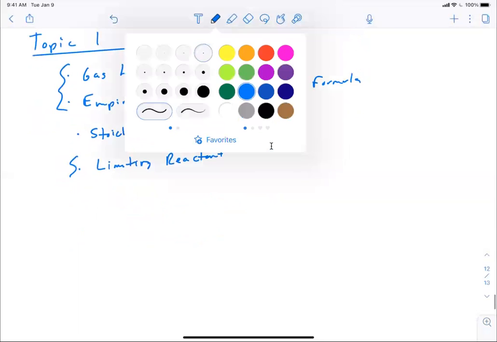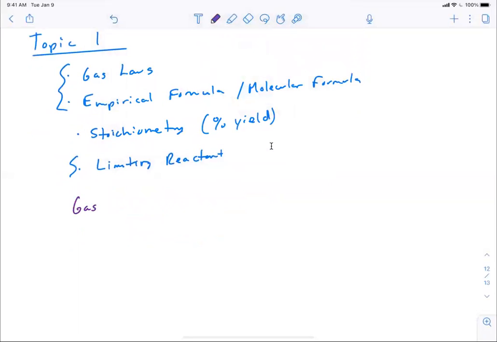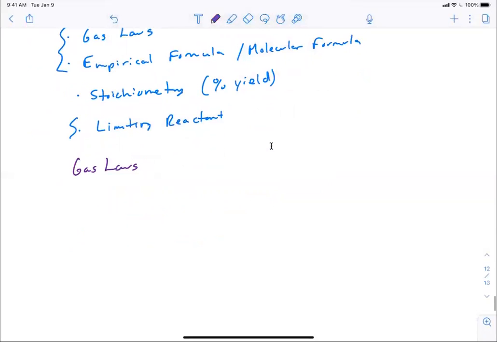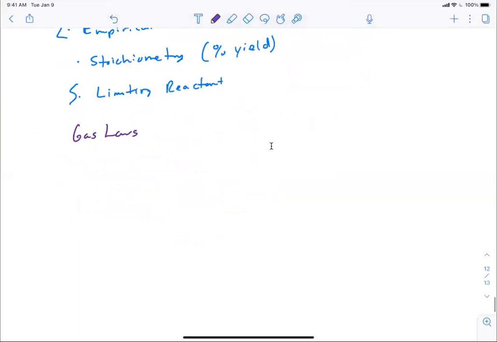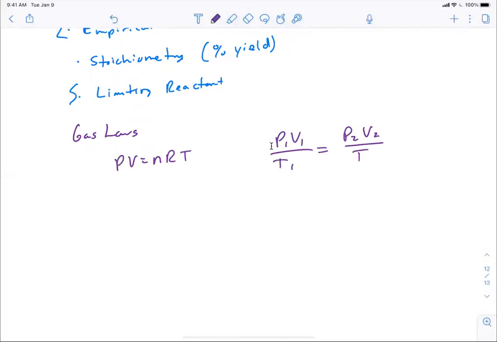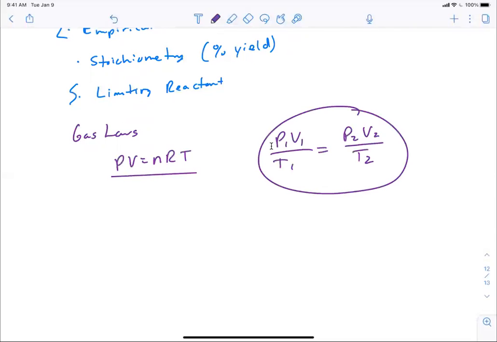Okay. Gas laws. And this is all SL and HL, by the way. There's no differentiation in this topic. Everyone needs to know this. Gas laws. 2 gas laws you need to know. PV equals nRT. P1 V1 over T1 equals P2 V2 over T2. And those equations essentially tell you all your relationships between gases and also your ideal and being able to figure out how many moles of gas you actually have at certain conditions.